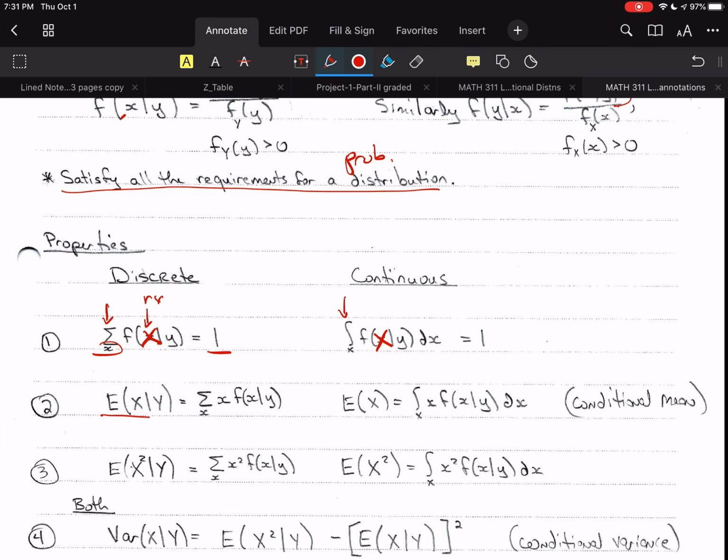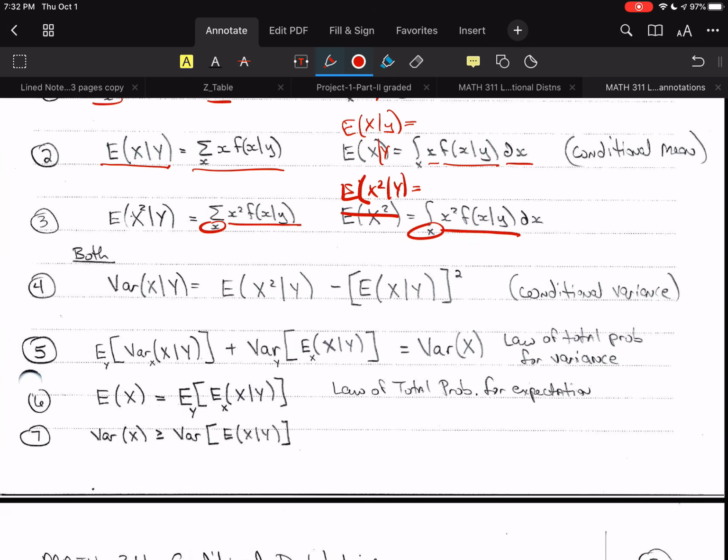And then we have the expected value of x given y, and I see that I made a mistake over here. This is given y, sorry about that. So E of x given y is the sum of x times f of x given y, and again for the continuous case, E of x given y equals the integral of x times f of x given y dx. And similarly, we have E of x squared given y is equal to the integral over x of x squared f of x given y dx, or the sum over x of x squared f of x given y for the discrete case. And now for both the discrete and the continuous case, we have these following properties here.